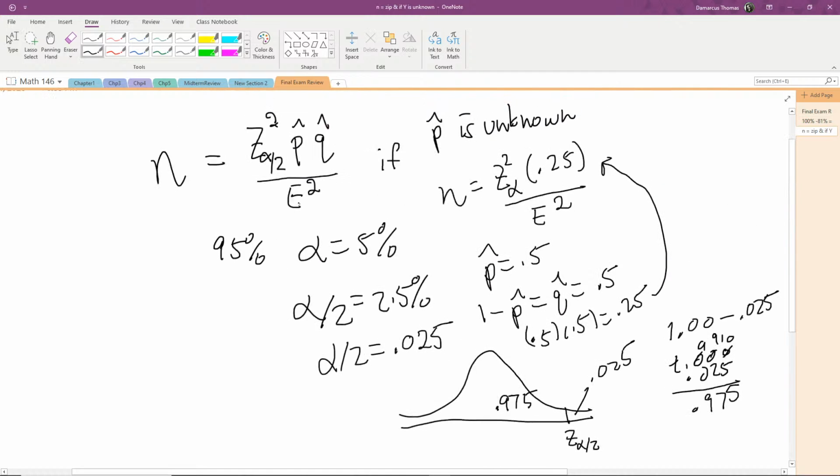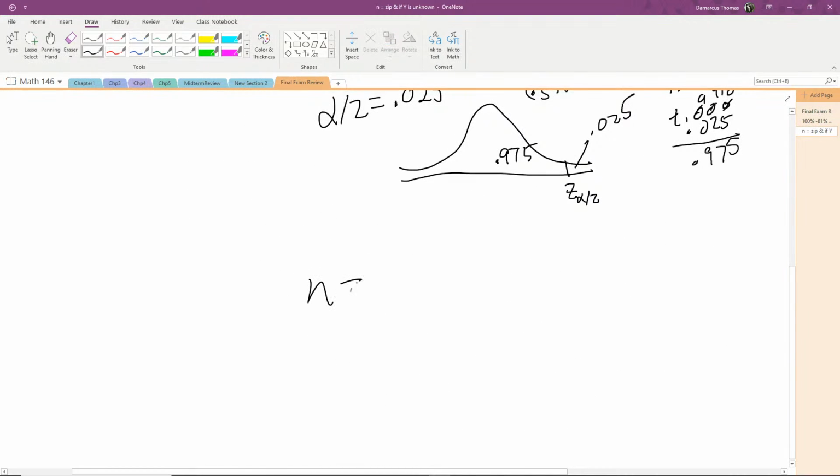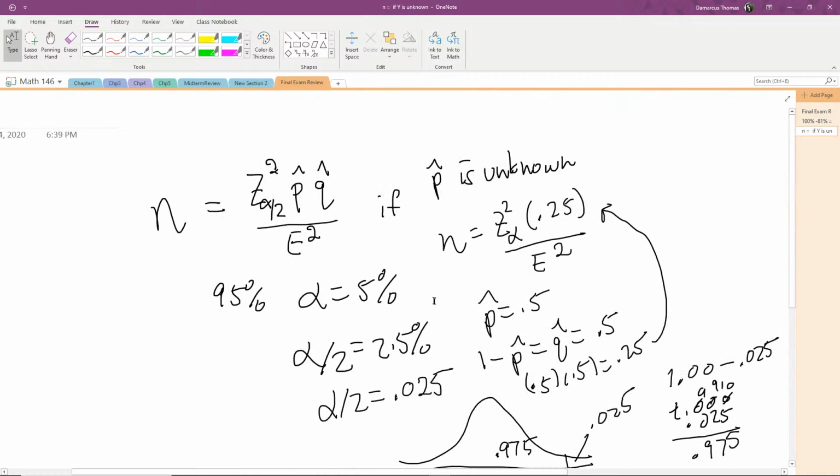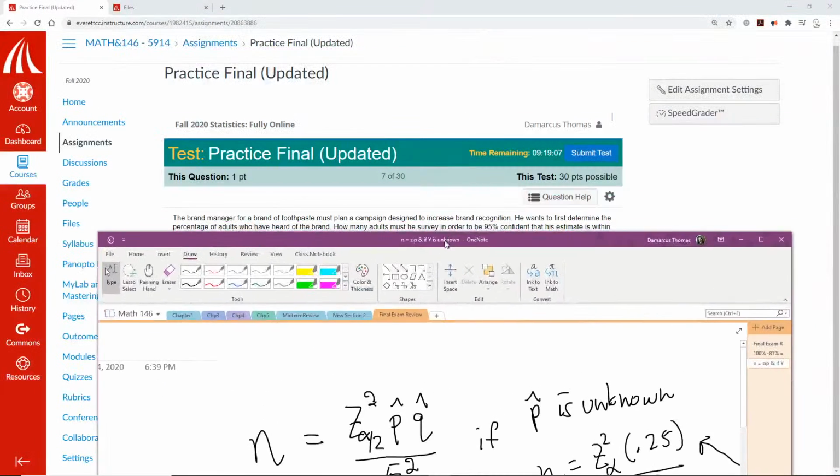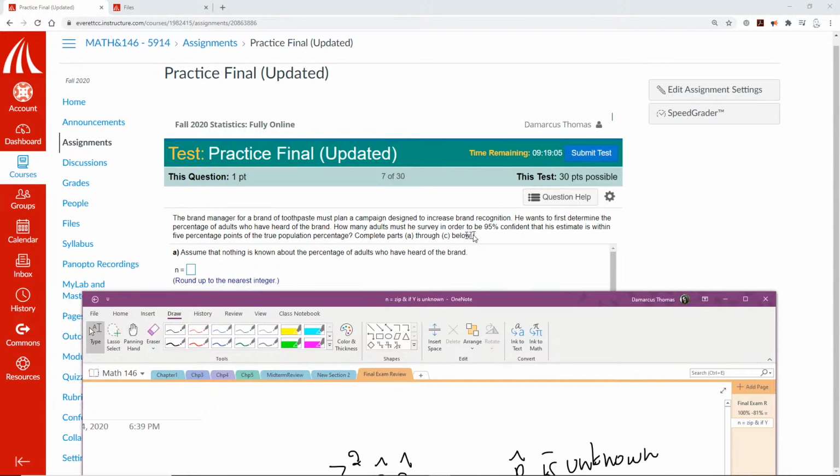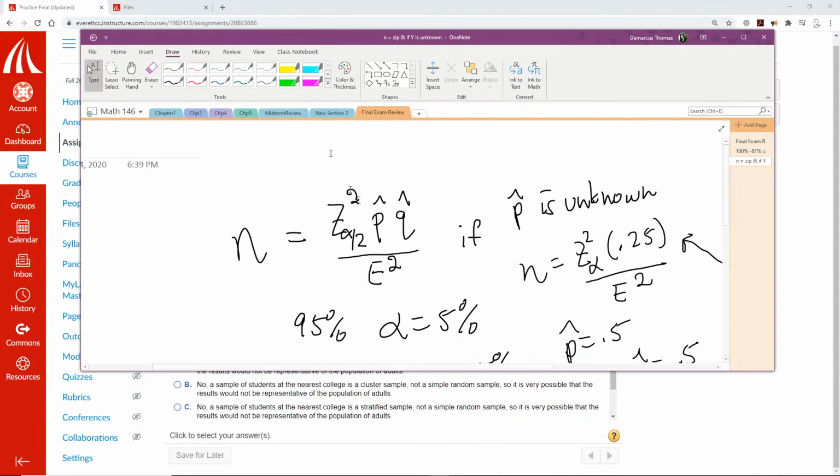So here we have it. We have n equals 1.96 squared, and then we need the p hat q hat, and then all over the margin of error squared. Now, where do we get the margin of error? Well, it says the estimate is within 5 percentage points. So that's E is 5%.